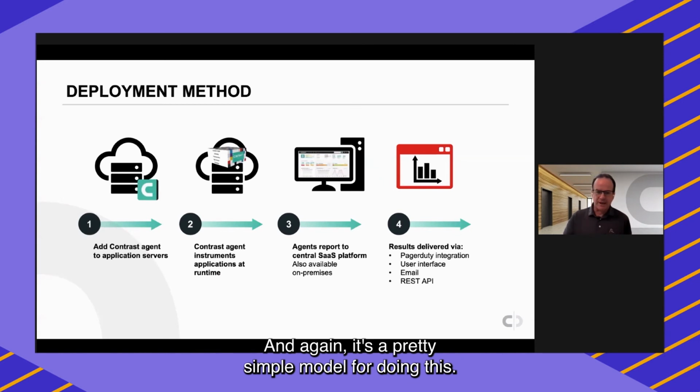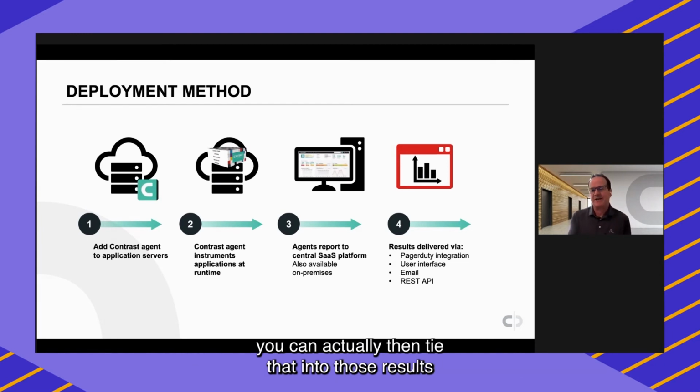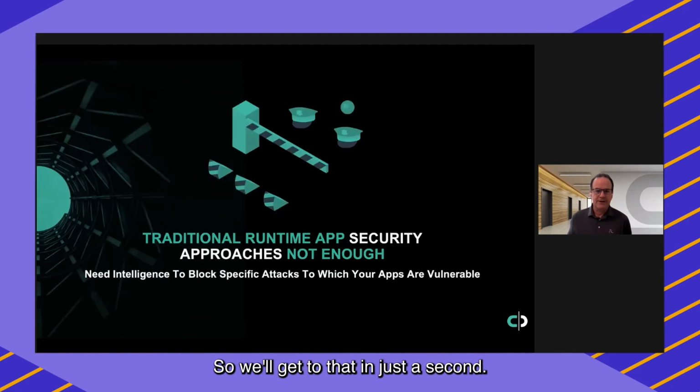All that is displayed in the dashboard. And again, it's a pretty simple model for doing this. You deploy an agent to the application server. That means the agent is adding those sensors, those security cameras, to your application, and it can travel very well with your application. So it's very portable and scalable, and reports all that information into the platform, as I said. And then importantly, for this conference, you can tie those results into PagerDuty. So the integration into PagerDuty is really compelling. We'll get to that in just a second.